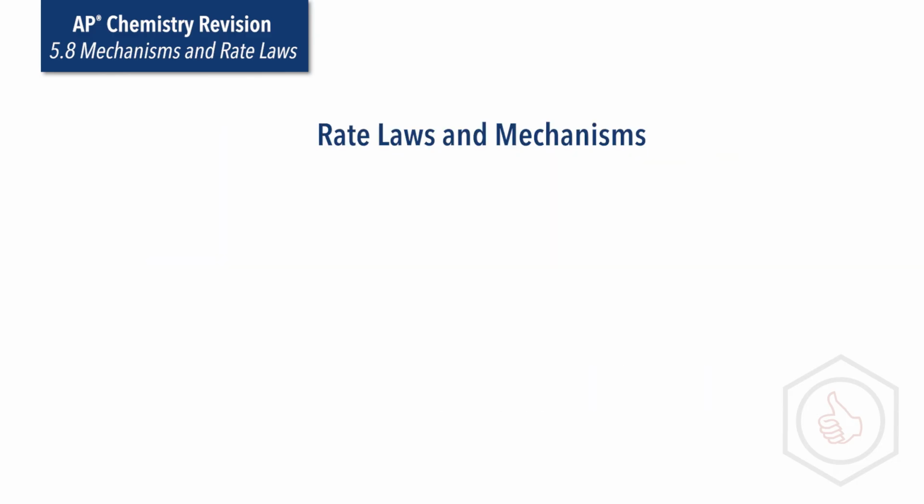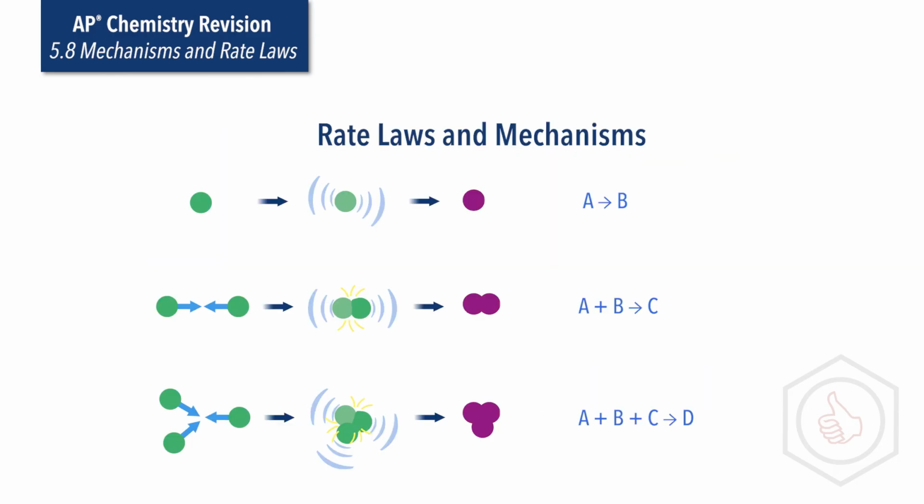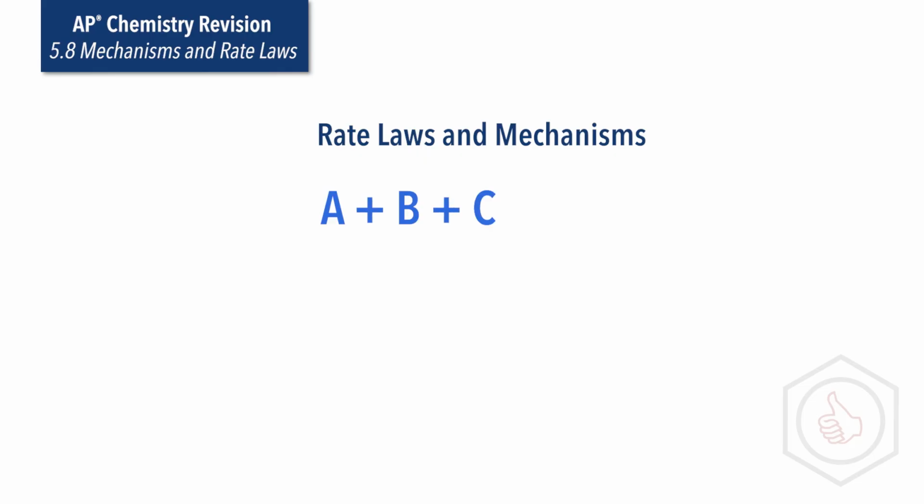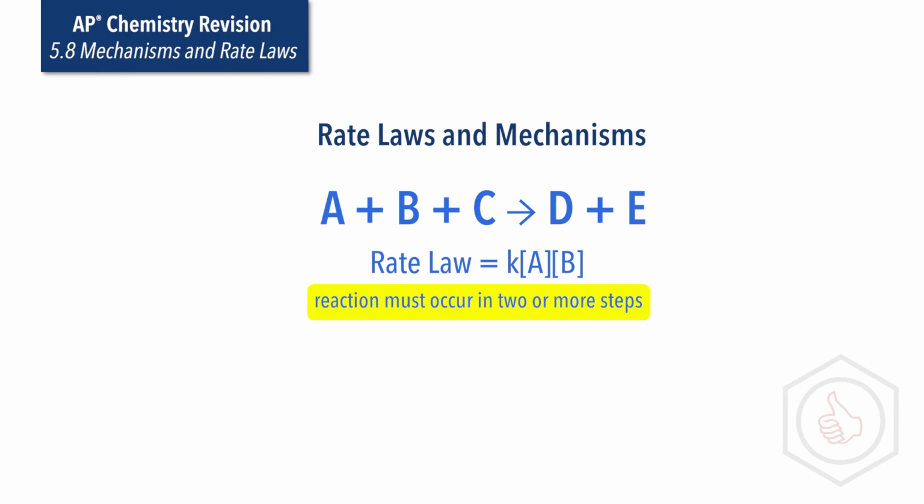Now, the rate law of an elementary step, so a single collision event between particles, can be written directly from the balanced equation for that step. This is really useful because it enables us to determine rate laws for individual steps within a reaction mechanism. For example, if a reaction A plus B plus C goes to form D plus E has a rate law of rate equals rate constant k multiplied by concentration of A multiplied by concentration of B, this tells us the reaction must occur in 2 or more steps, because the concentration of C isn't included in the rate law, and therefore C isn't involved in the rate limiting step.